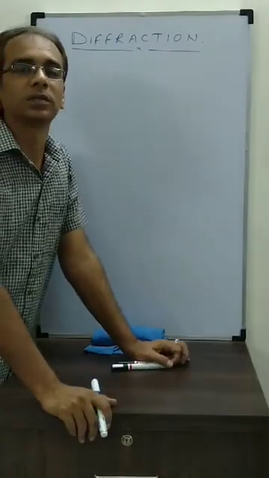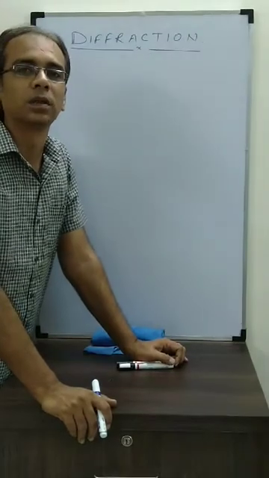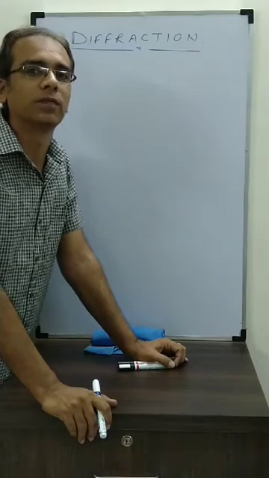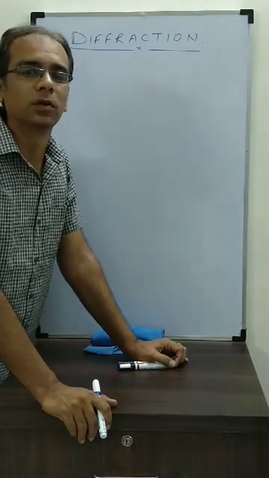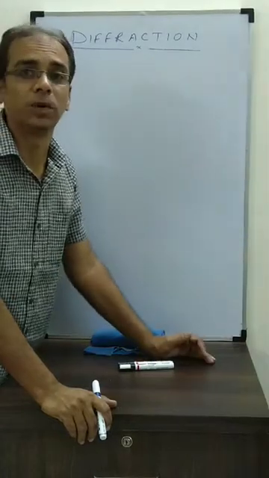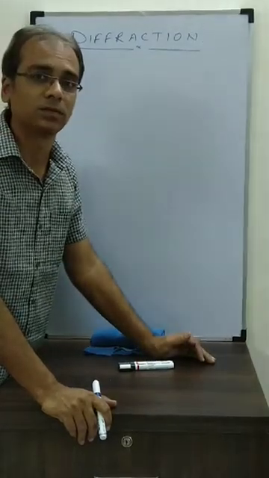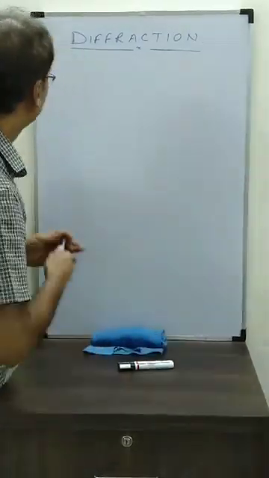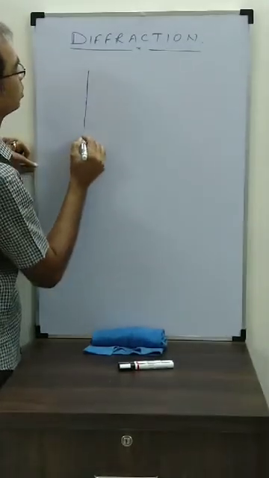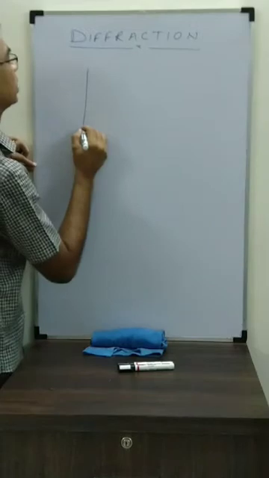In our last class we studied why and how the bending of light as well as sound takes place, and we said that diffraction does happen in waves. Today we are going to see what the shape of diffracted wavefronts is. The diffracted wavefronts actually depend on what kind of opening we have. Suppose the opening is a circular opening.